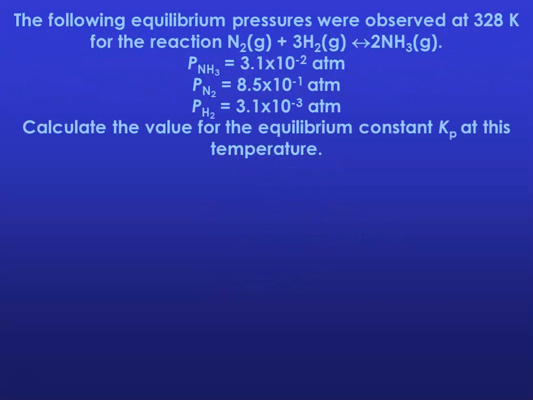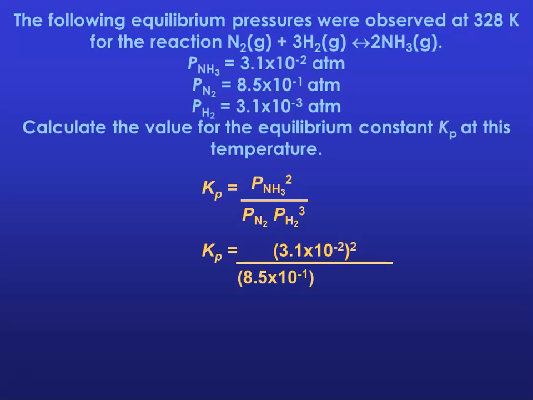Here we're given some partial pressures for forming ammonia from nitrogen and hydrogen. We're going to calculate Kp. Since we have pressures, we would write our Kp expression in terms of partial pressures, ammonia squared being the product, nitrogen and hydrogen cubed being the reactants, products over reactants, coefficients giving us our exponents. Substitute in our quantities: 3.1 times 10 to the negative second for ammonia, 8.5 times 10 to the negative first for nitrogen, and 3.1 times 10 to the negative third for hydrogen.